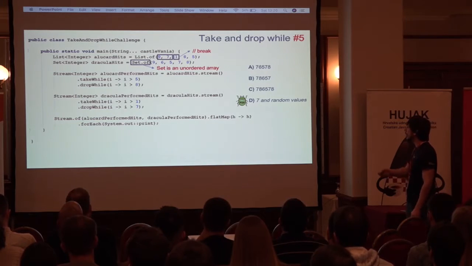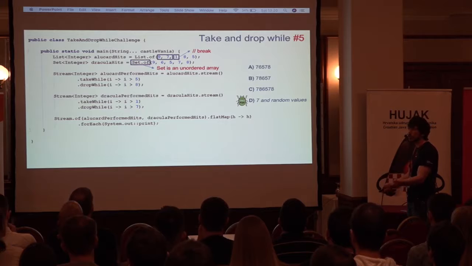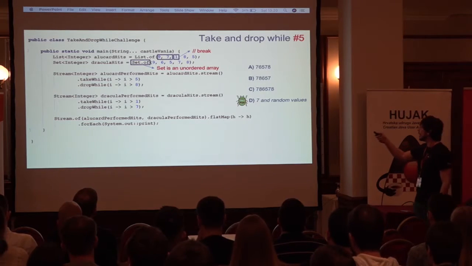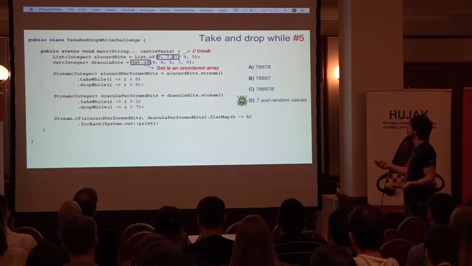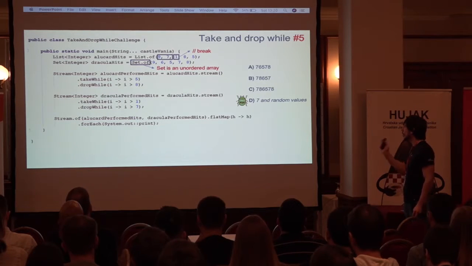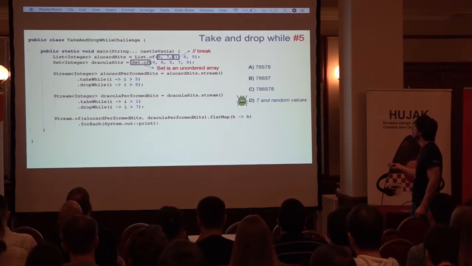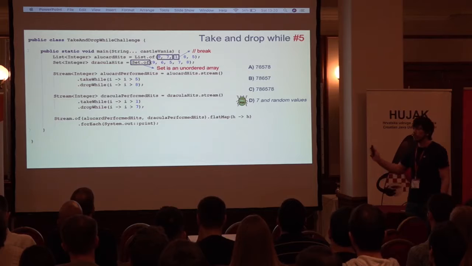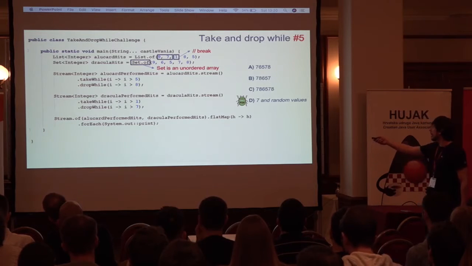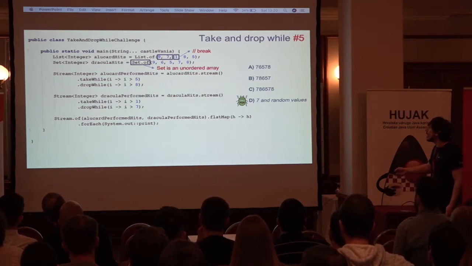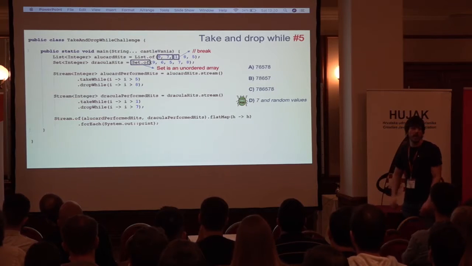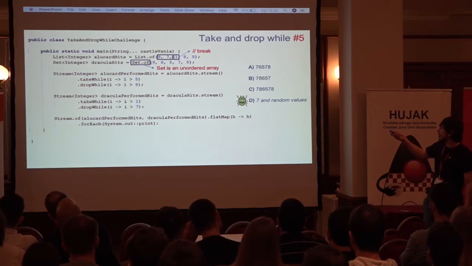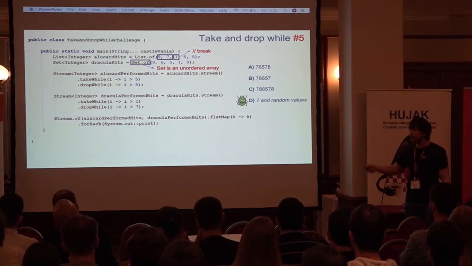And then dropWhile is the opposite. It's going to drop while the condition is true. So with dropWhile i is greater than 8, it will drop 9, and just 7 will be there for sure. And then in the next one, it will always be a random value, because there's no way to predict what the set order is going to be.